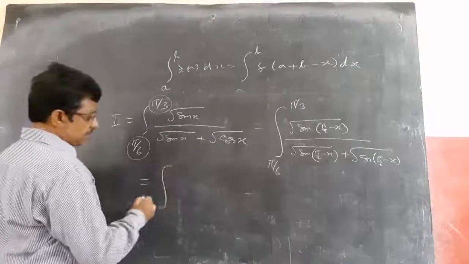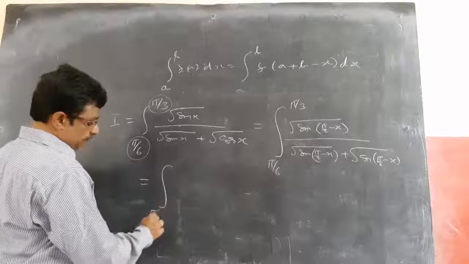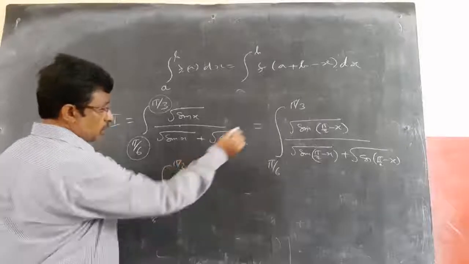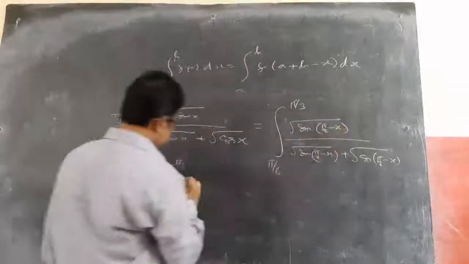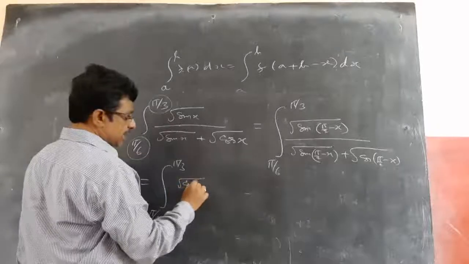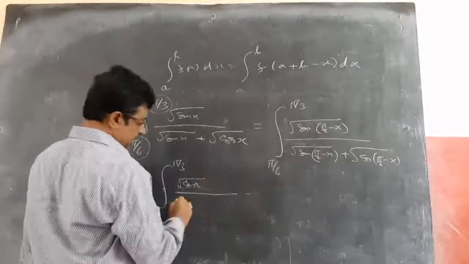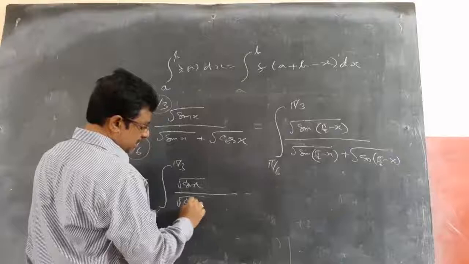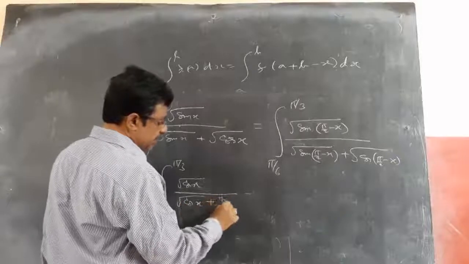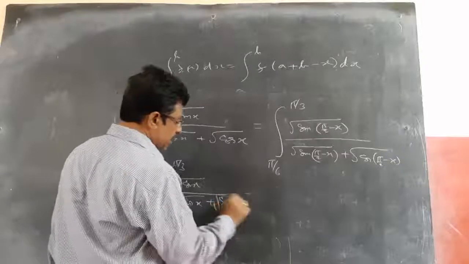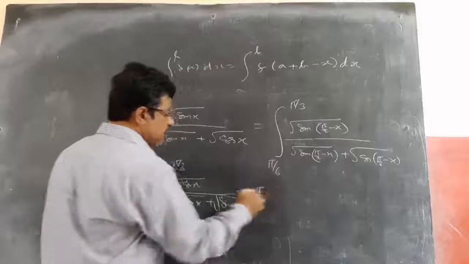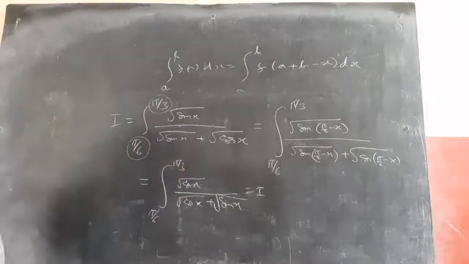So now the equation becomes, with limits pi by 6 to pi by 3 as usual, root of sin 90 minus theta, which is cos, by the denominator sin 90 minus theta, which is cos theta, plus cos 90 minus theta, which is sin theta. Now this is also I only.